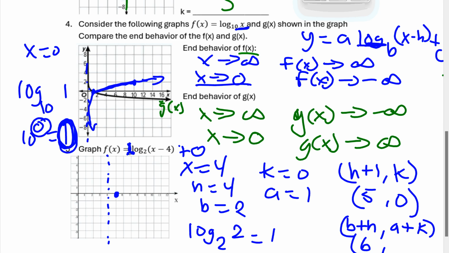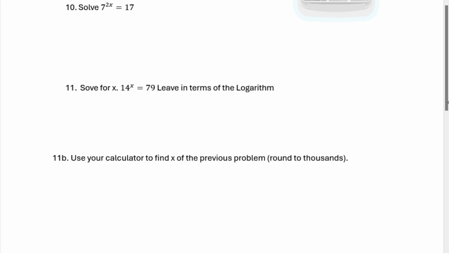What's 1 times 1? 1. 1 plus 0 is 1. So over at 6, I'm up at 1. So then my graph would look like this, going up and then goes down, approaching the asymptote. Okay. All right, next page.